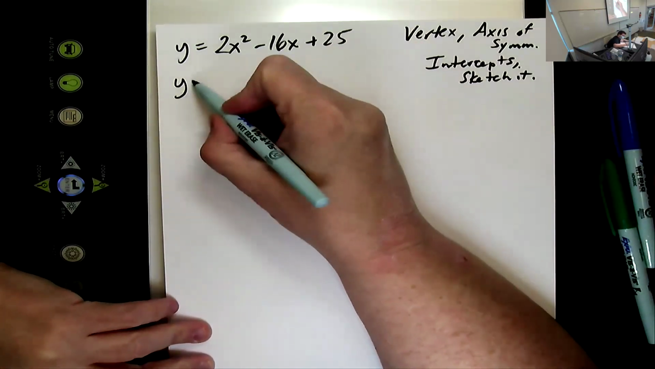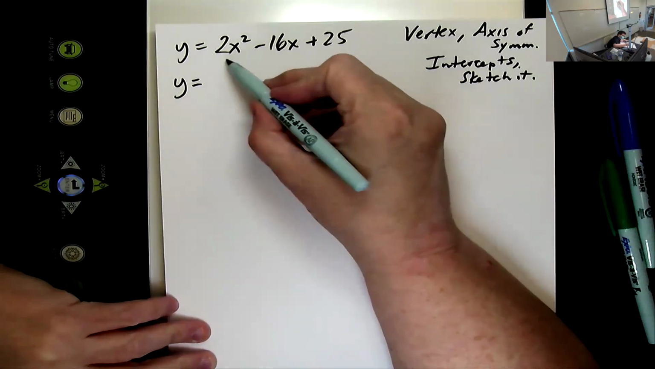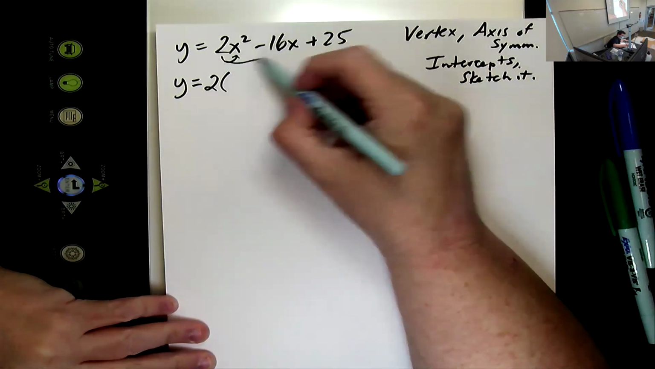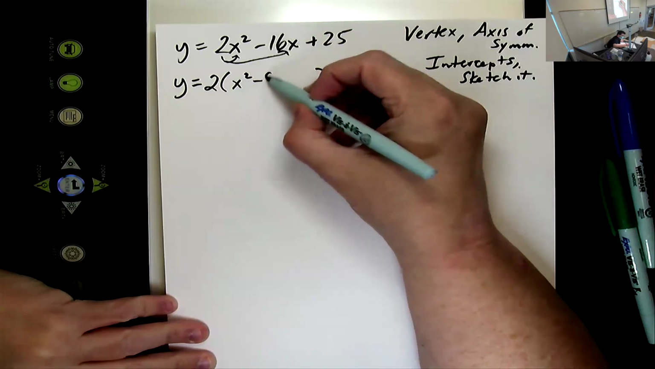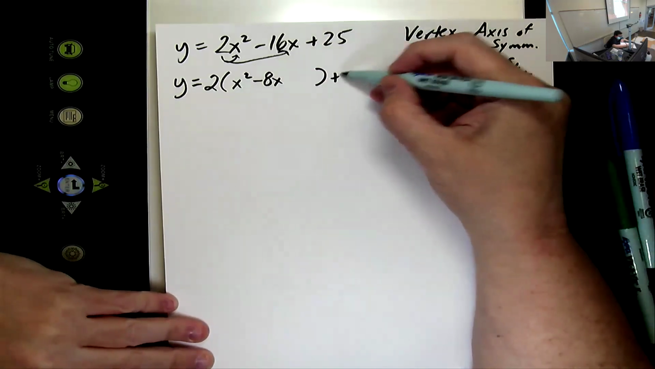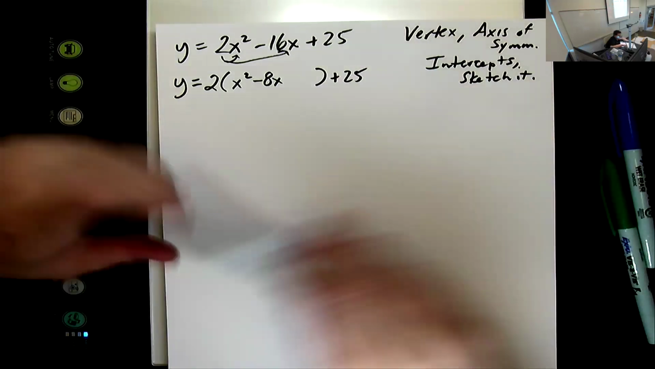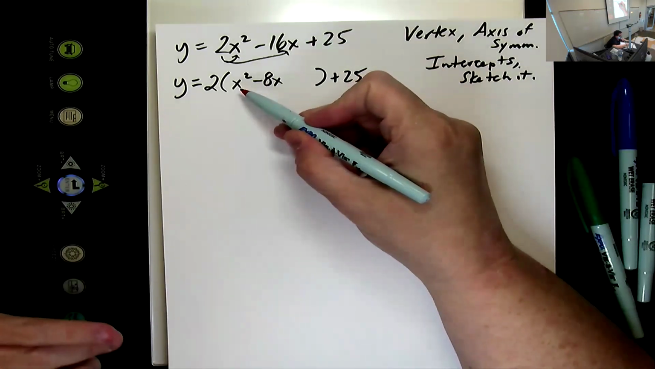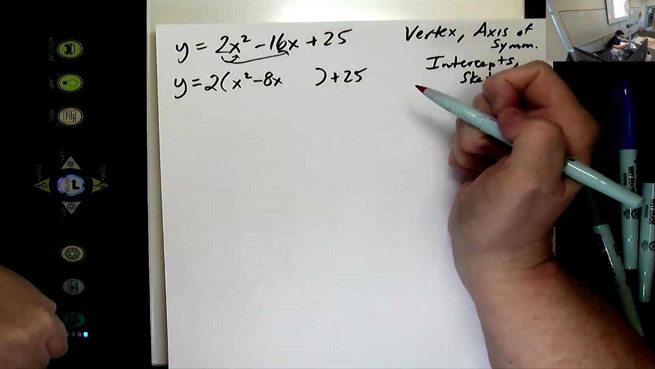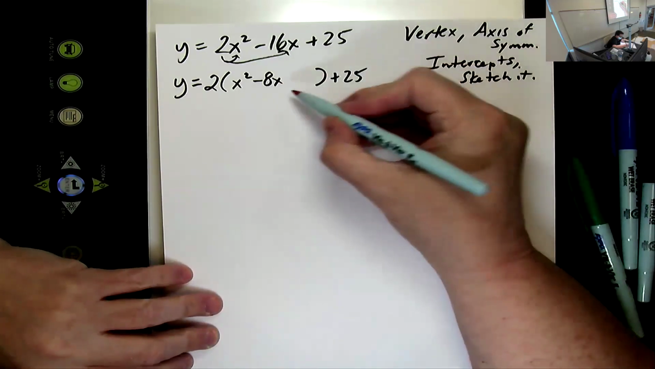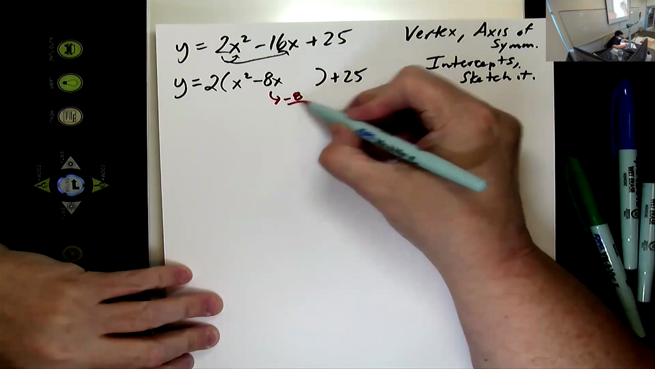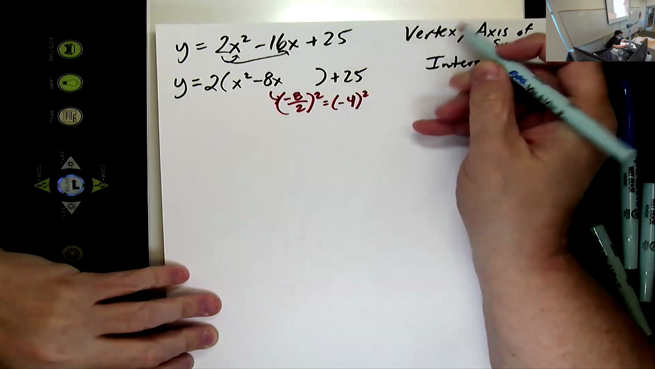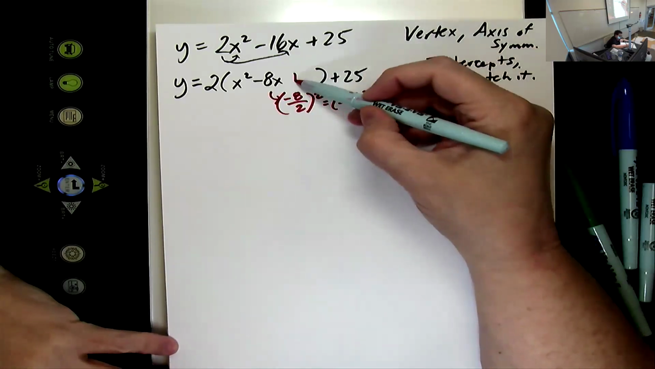So if I want to complete the square, I have to factor out the 2 from these two. And I'm gonna have x squared minus 8x. I'm gonna leave this plus 25 sitting over here, because we want x squared to not have anything in front of it when we do this. So here we take the -8, we cut it in half and we square it. That's -4 squared, which is plus 16.